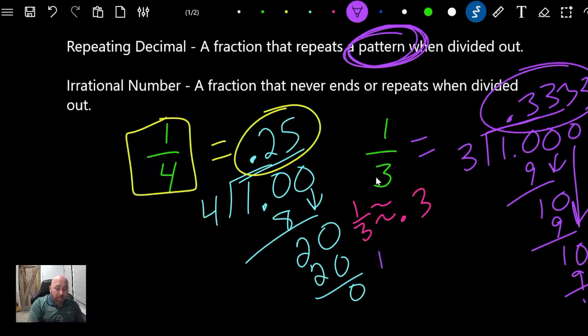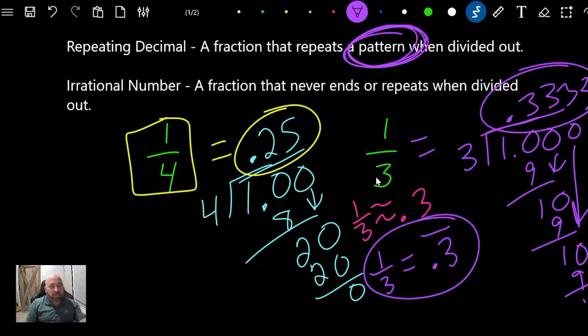The other way is I could say that 1/3 is equal to 0.3 with a line over top of the 3. When I put this line over the top of the 3, it means that it repeats. It keeps going. That's what that line over the 3 means. So we don't have to put approximate on this one because it does repeat. And we're saying that it repeats by using that line over top of the 3.